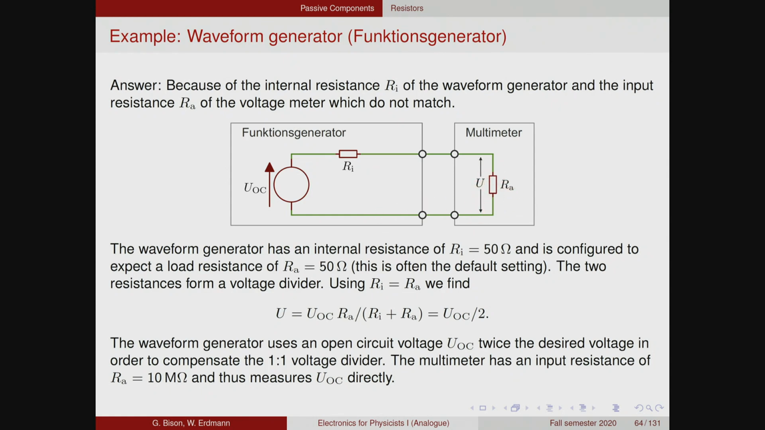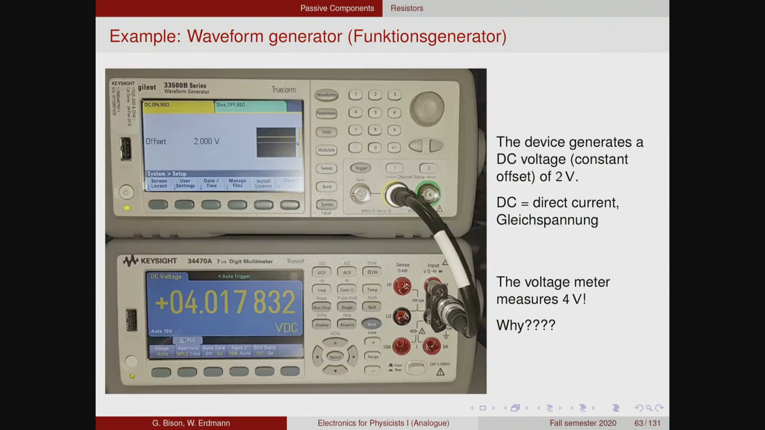And now what the function generator does is it assumes that you connect 50 ohms. So these two resistors would build a voltage divider, a 1-to-1 voltage divider, which means here you get only half the voltage that would be the open circuit voltage. And so since the function generator is programmed that way, if you tell it to generate 2 volts in 50 ohm impedance, it generates 4 volts because it assumes that this voltage divider is in effect. And if you then connect something differently, you get a different result. So what was measured here is the open circuit voltage. And what was set here is the voltage that assumes that you have a 50 ohm load.